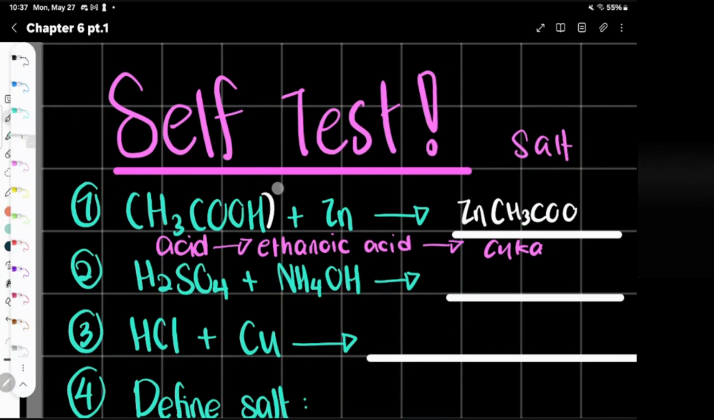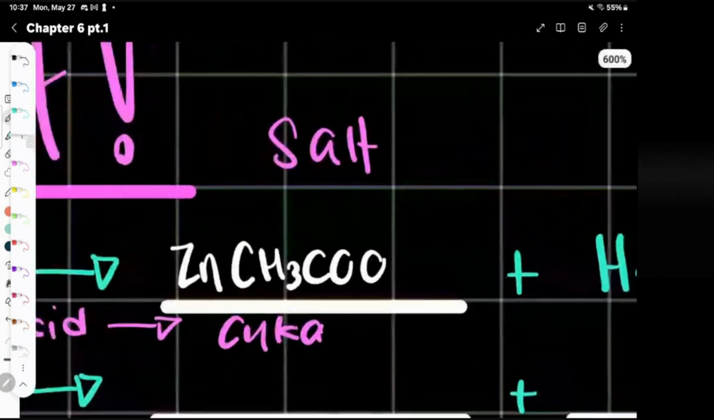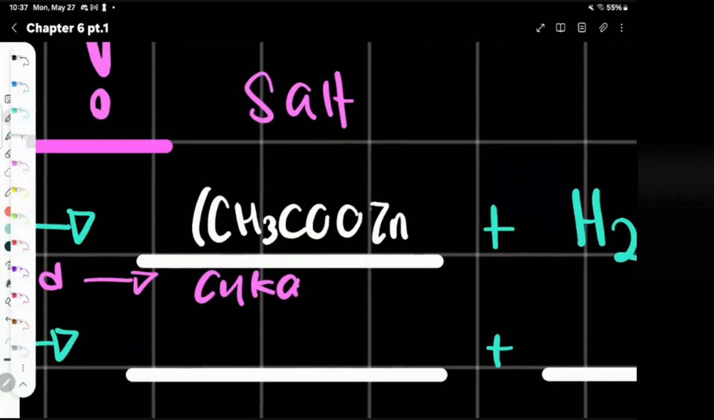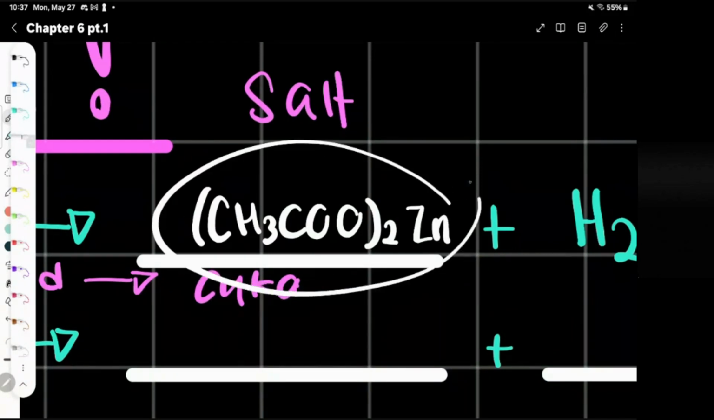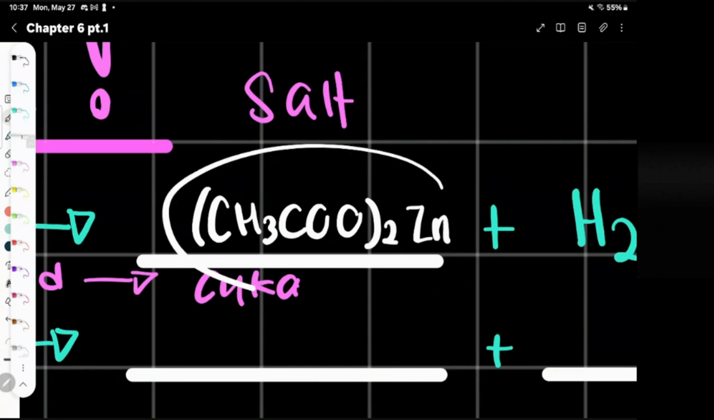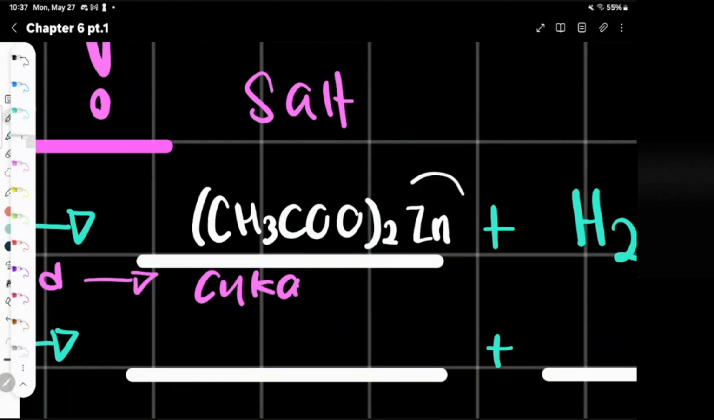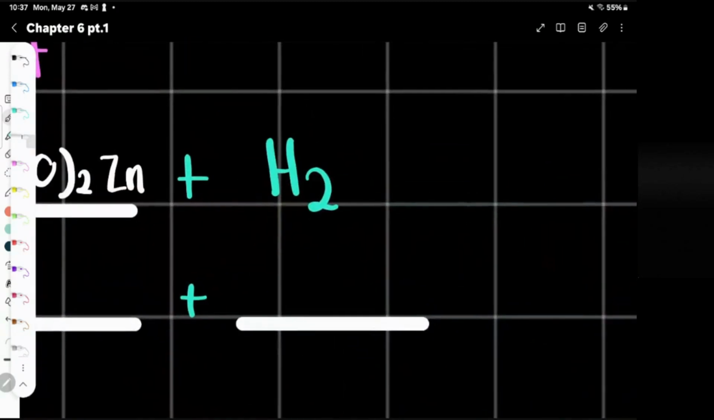So do you know why this answer is wrong? Because you have to put the cation at the back. You have to put it in the back. So it should be that. And then is this balanced? No, you have to put 2 here. Of course, will they ever come out like this? No, don't worry. This question already came out, but it's just to test your knowledge. For long equations, you have to put the cation at the back. Okay, and then plus hydrogen.